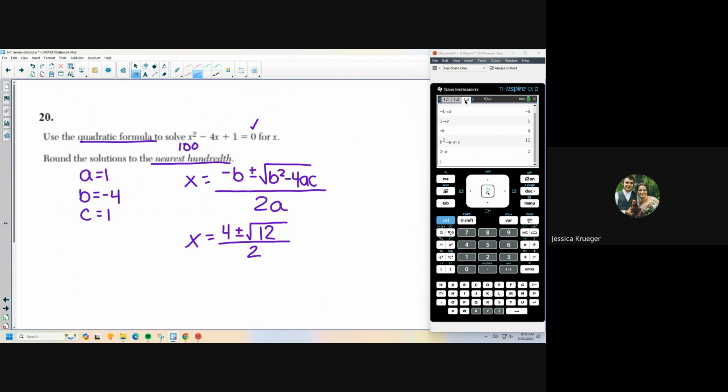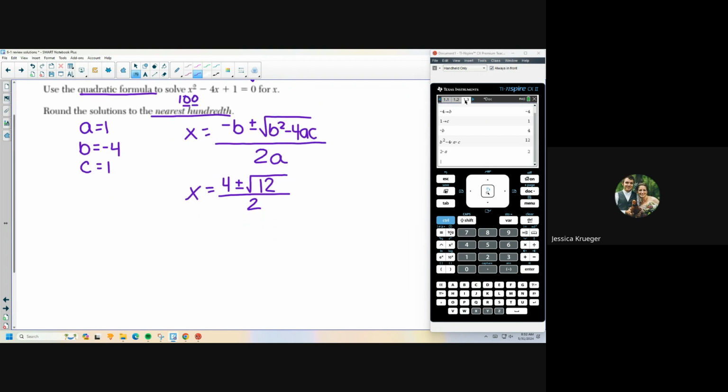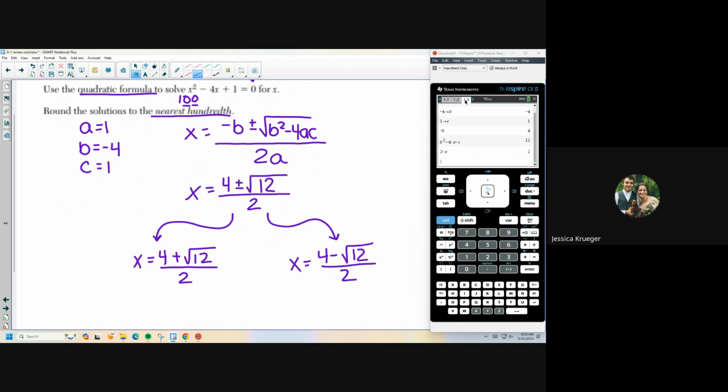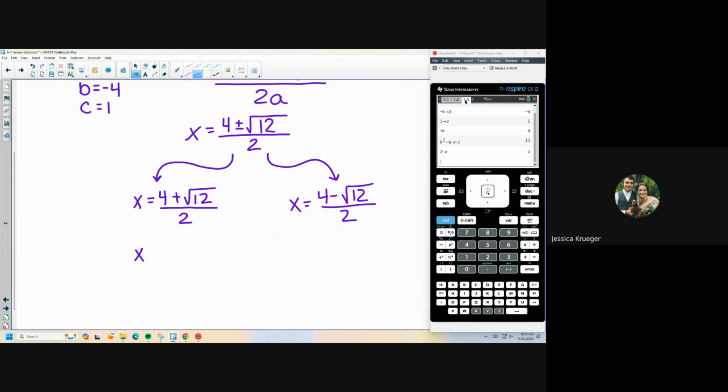If you look at the number 100, there's 2 zeros after it. So this is 2 decimal places. So my first solution is 4 plus the square root of 12 over 2. And my second solution is 4 minus the square root of 12 over 2. However, it wants me to round it. So I now need to create my fraction in my calculator.